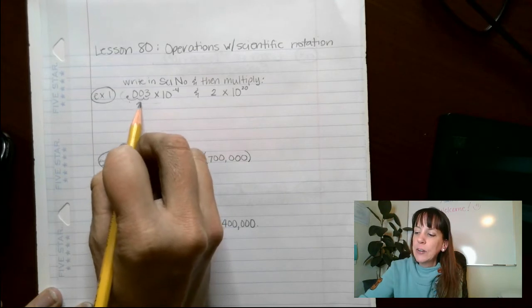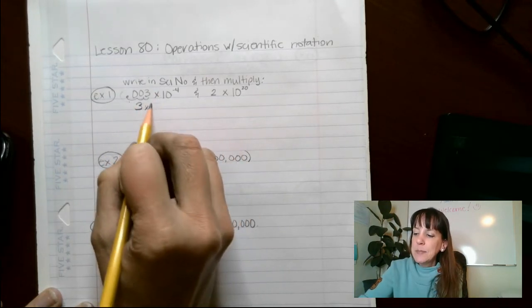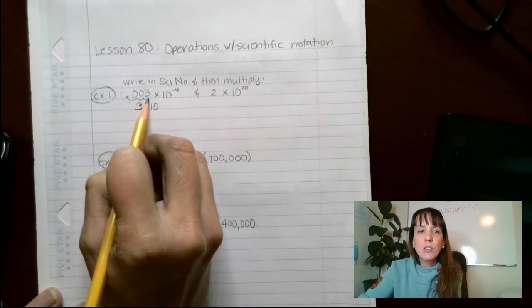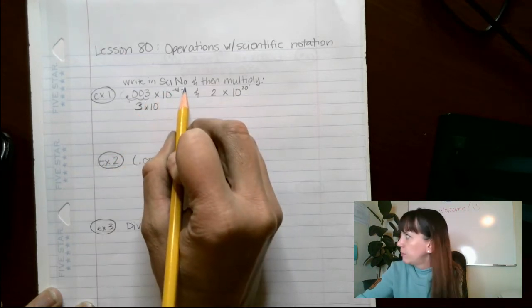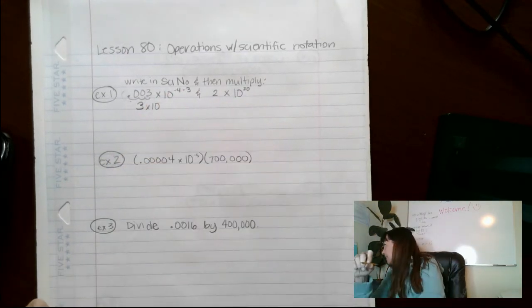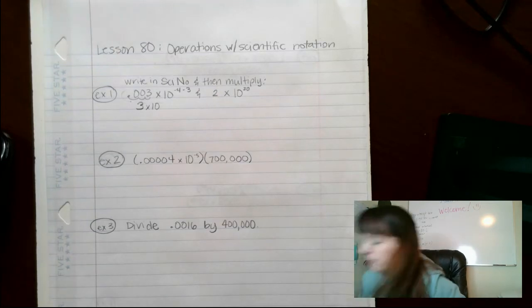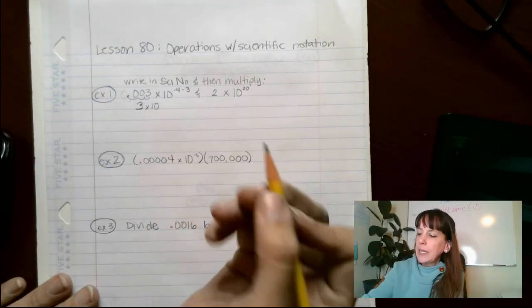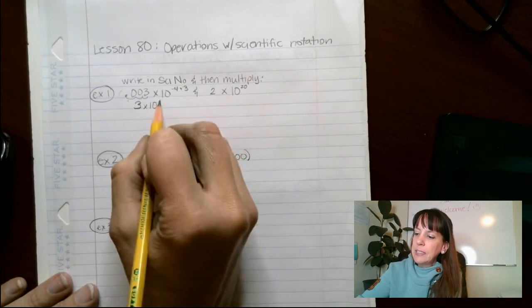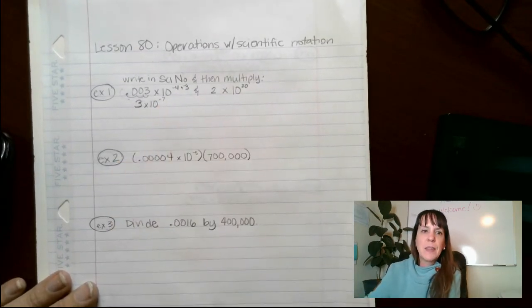So that means now I get 3 times 10. Now I made this number bigger, so I need to make this smaller by 3. And that is going to be -7. So -7 there, okay?